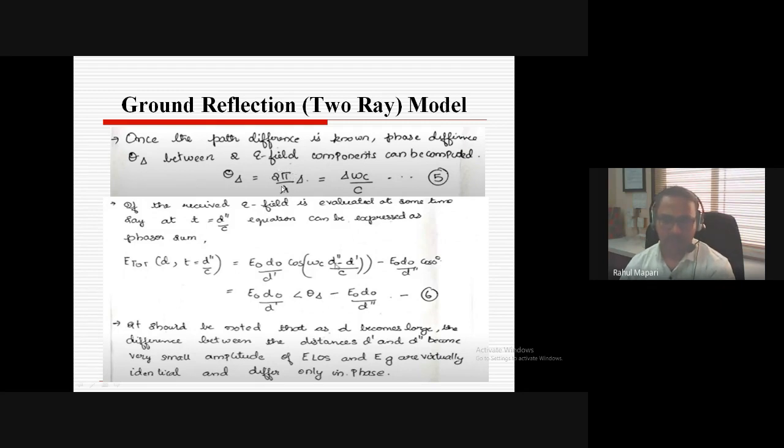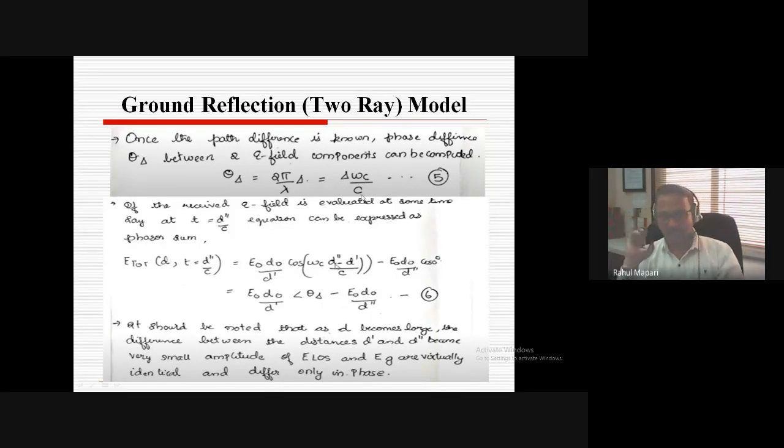Okay, so we know lambda is equal to C by F. If we replace lambda by C by F, that denominator F goes to the numerator side. So at the numerator, it becomes 2 pi F, and we know 2 pi F is equal to omega. Okay, and it is related to the carrier frequency. That's why this omega is written as omega C, and denominator C as it is, this delta is as it is. So theta delta, the phase difference, is equal to delta omega C divided by C.